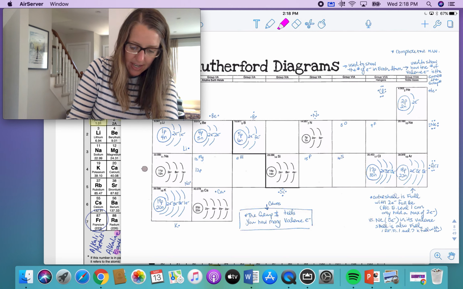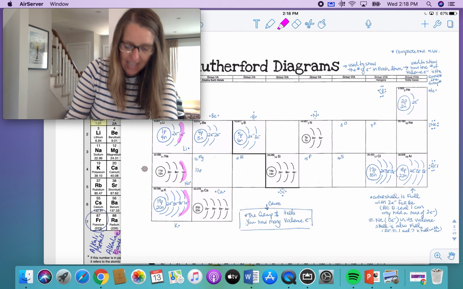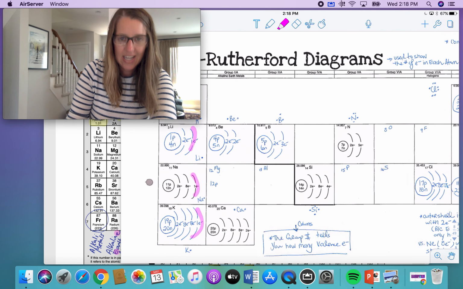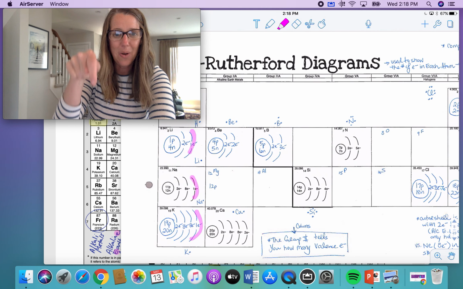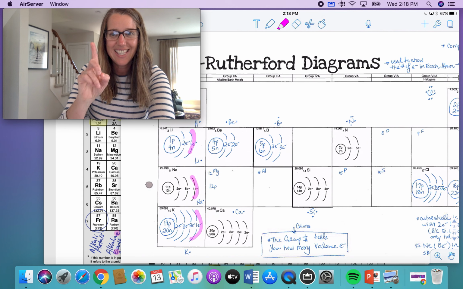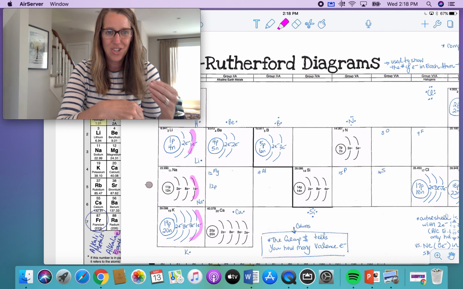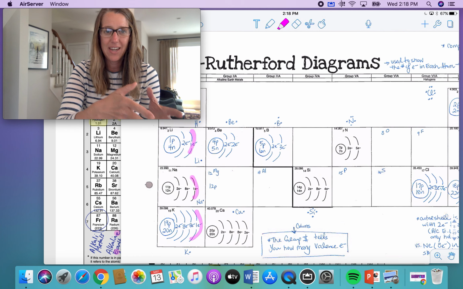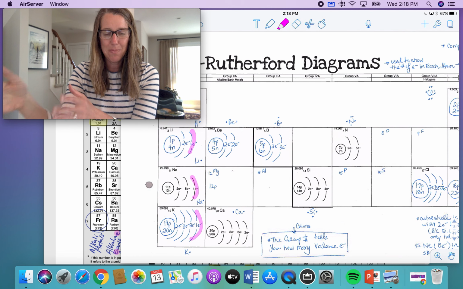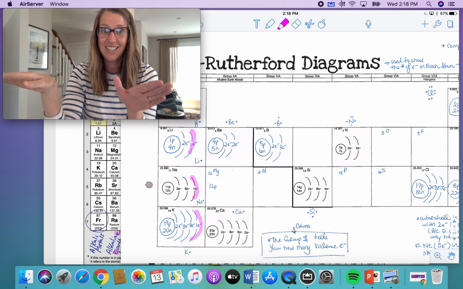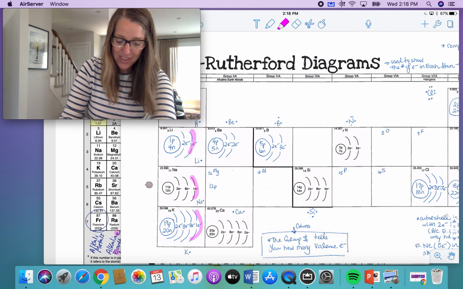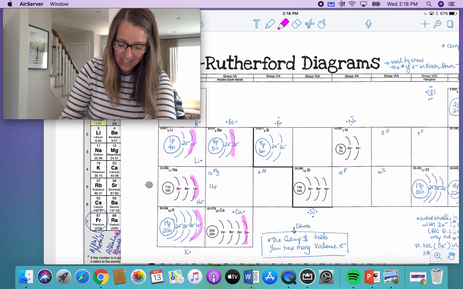You want to see that every single element in group number 1 has one valence electron, because the group number tells you how many valence electrons you have. You need to be able to know this so that you can determine how this type of atom is going to react with another one, because it's all about the valence electrons. Okay, everything in group number 2 has 2 valence electrons.